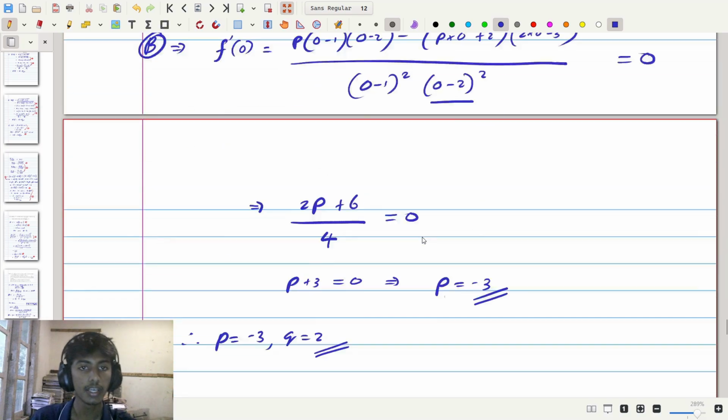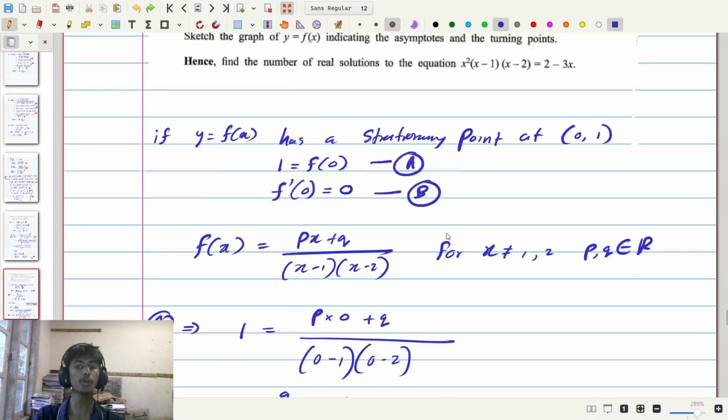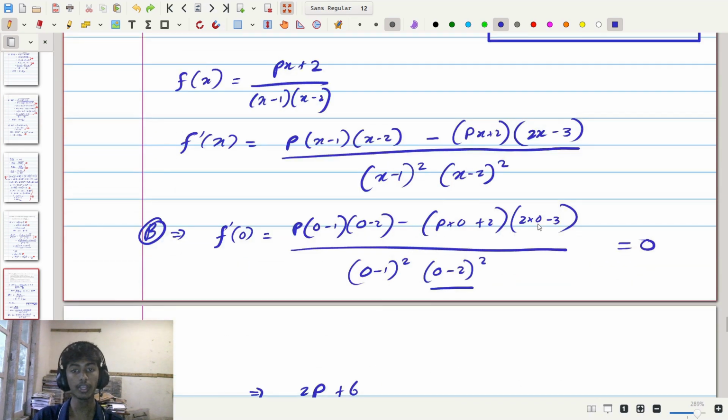Now finally, moving on to the next part of the question, we need to use those two values in order to find f prime x. We already have found f prime x in terms of p and all of the other values, so all we need to do here is substitute in p equals negative 3.